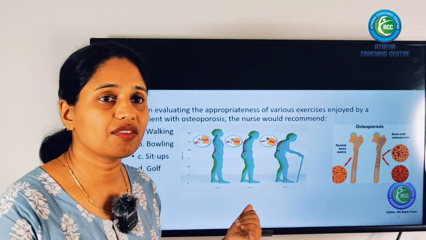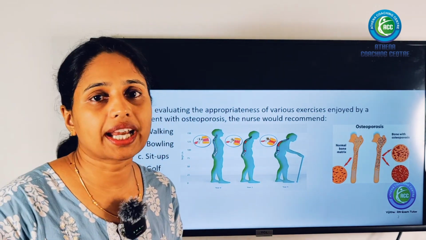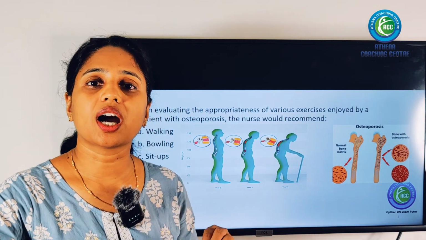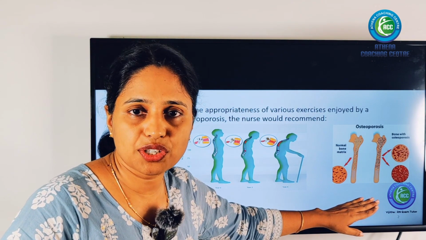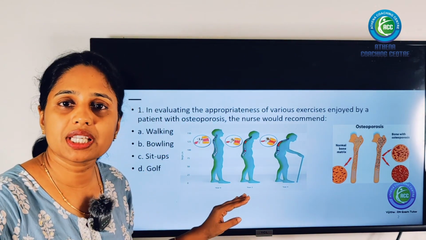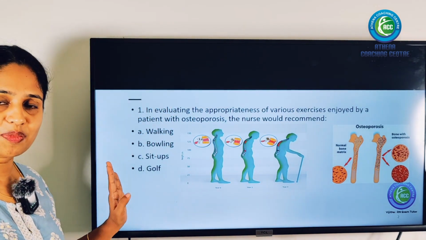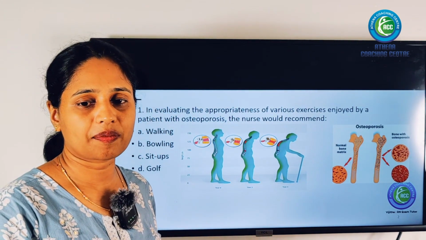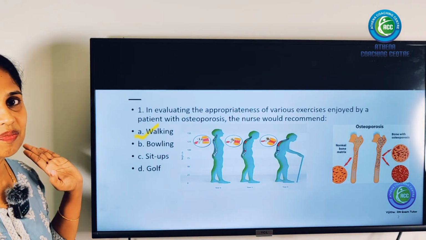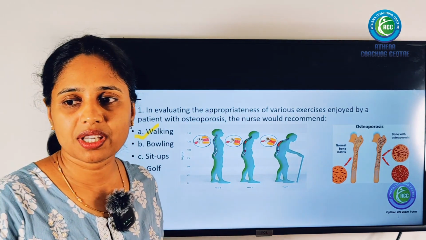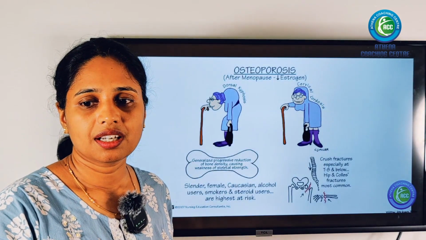There will be muscle pain, there will be kyphosis, and there will be inability to perform any kind of activities. So here, what is our goal? You have to avoid complications like fracture, and you need to strengthen the muscles by performing certain kinds of exercise, and the better exercise from these four is walking. So the answer for this is walking. Clear? So this is all about this question, and we will discuss another question.